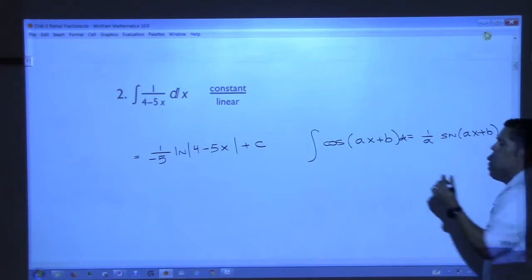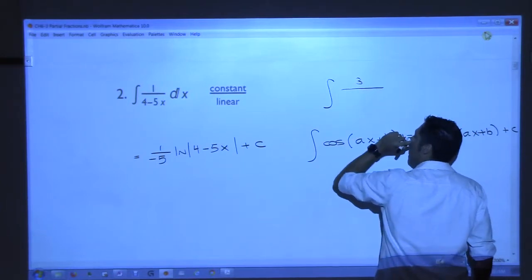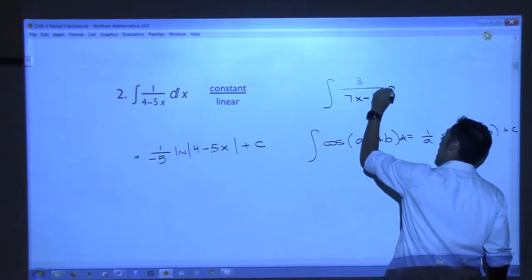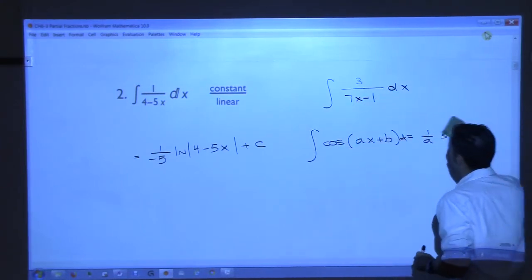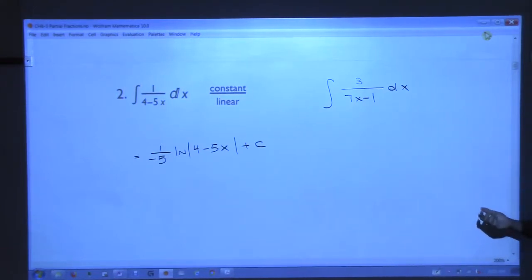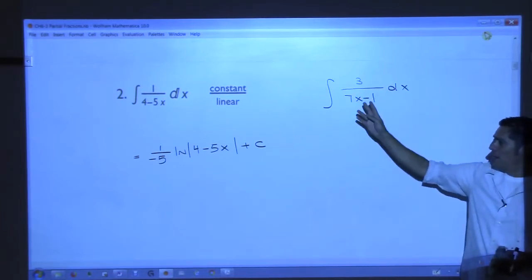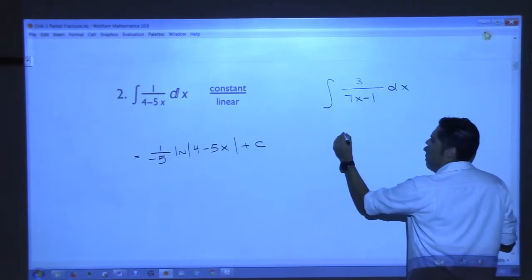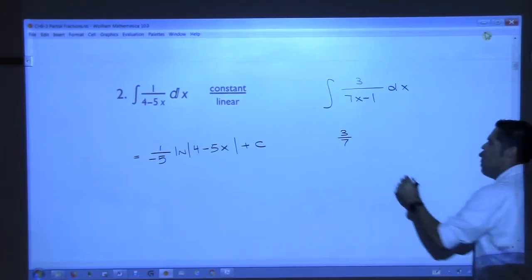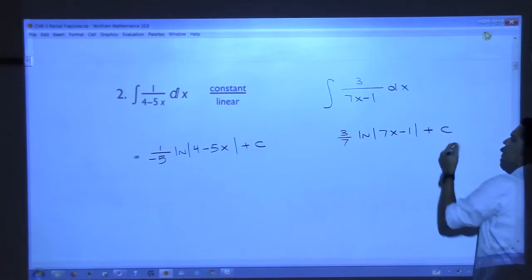Let's just do another one real quick to see if you're getting this. What if we have 3 over, let's do, I don't know, 7x minus 1 dx? 1/7. So we know we have to scale by 1/7, right? But we also have a 3 up here. That 3 would have come out, right? And then 3/7. I'm going to do it that way. 3 over 7, because that's 3 that came out times the 1/7. And then what? Natural log of 7x. Yeah, absolute value. That's it, right?